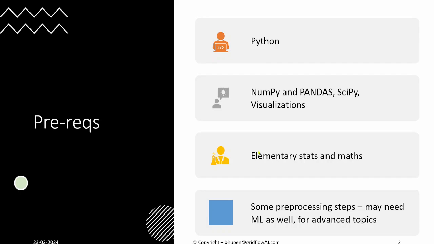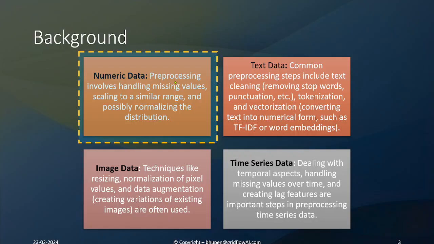So let's discuss the background behind the data and pre-processing. Typically, the types of data that we handle in AI would be numeric data, text data, image data, and time series data. For this particular video series, I'm going to be focusing on techniques which are applicable to numeric data. And while we talk about natural language processing or computer vision or some advanced machine learning, I will cover the necessary pre-processing and data understanding techniques and steps for those data types as well.